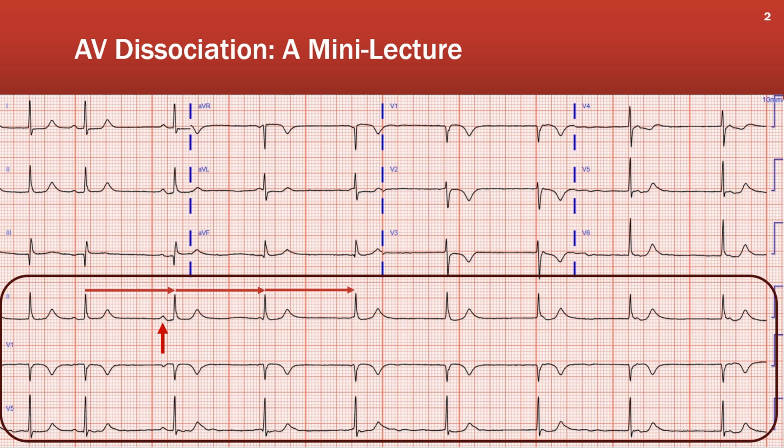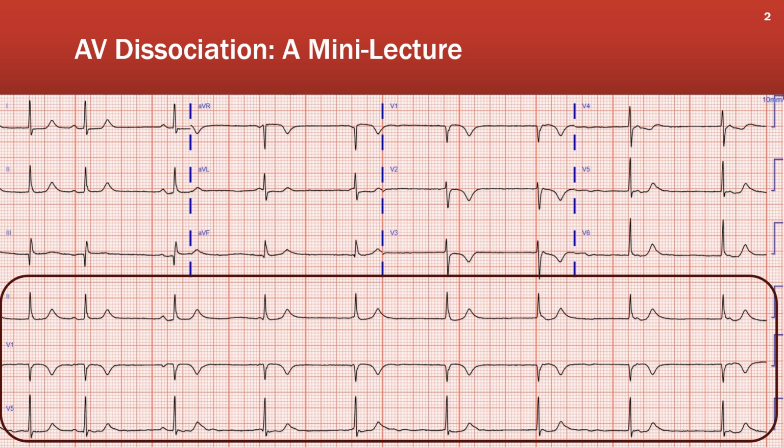Normal PR intervals mean absolutely nothing in the context of AV dissociation. In normal sinus rhythm, we often use the duration of the PR interval to decide if a P wave conducted or not. If the PR interval is too short, then it could not have conducted. If it is normal, then it definitely conducted. That does not apply in the presence of AV dissociation. It is not the length of the PR interval that determines conduction. It is the length and regularity of the RR intervals that determine conduction.